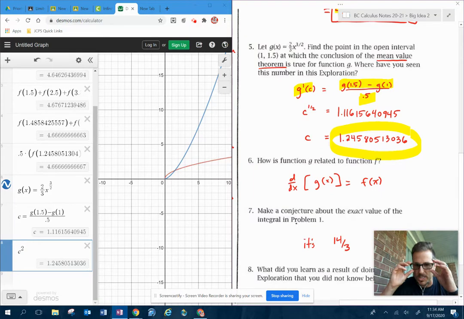So the connection between the function g that we just played with in 5 and the function f that we found the area underneath is a derivative relationship. The derivative of g of x does so happen to be f of x. And I think after this exploration, the area under that curve is 14/3.